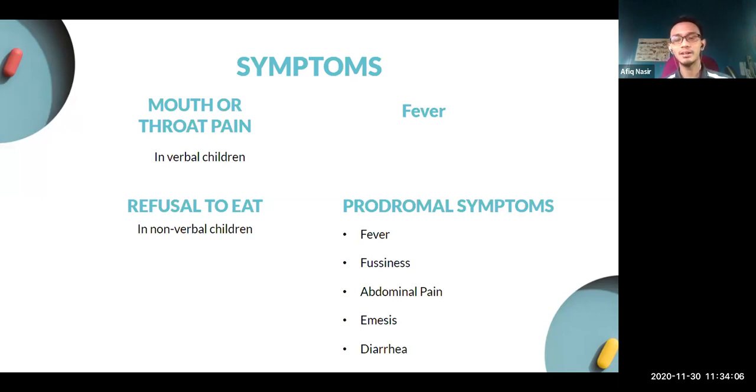And also, like other viral diseases that we mentioned previously from the other presenters, hand, foot, and mouth disease can also come with prodromal symptoms. Prodromal means the signs and symptoms which show before the diagnostic clinical features happen. In HFMD, symptoms such as fever and fussiness, which is marked by bad tantrums of the patient, abdominal pain, emesis, and diarrhea will happen first before the diagnostic clinical features of HFMD, which are the oral enanthems and the exanthems that will be discussed after this.